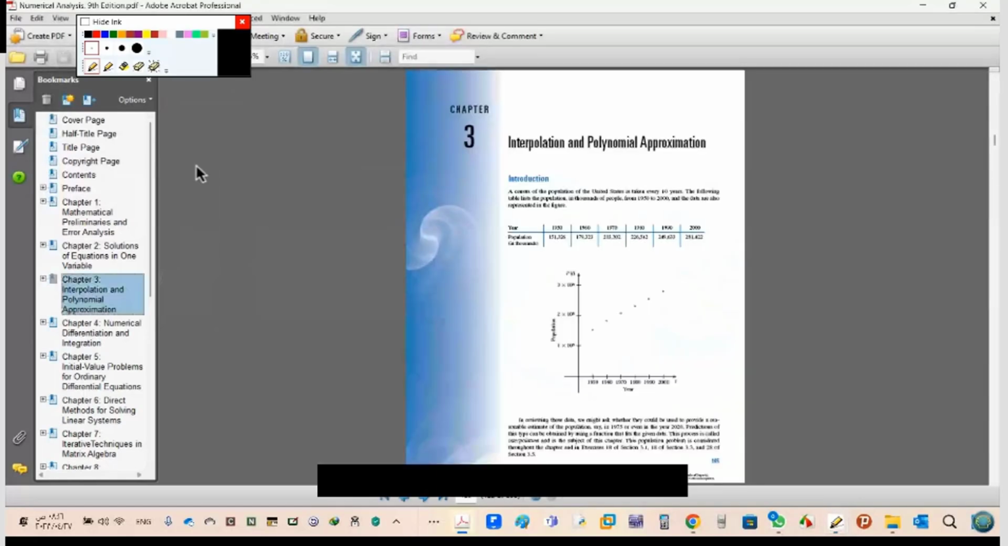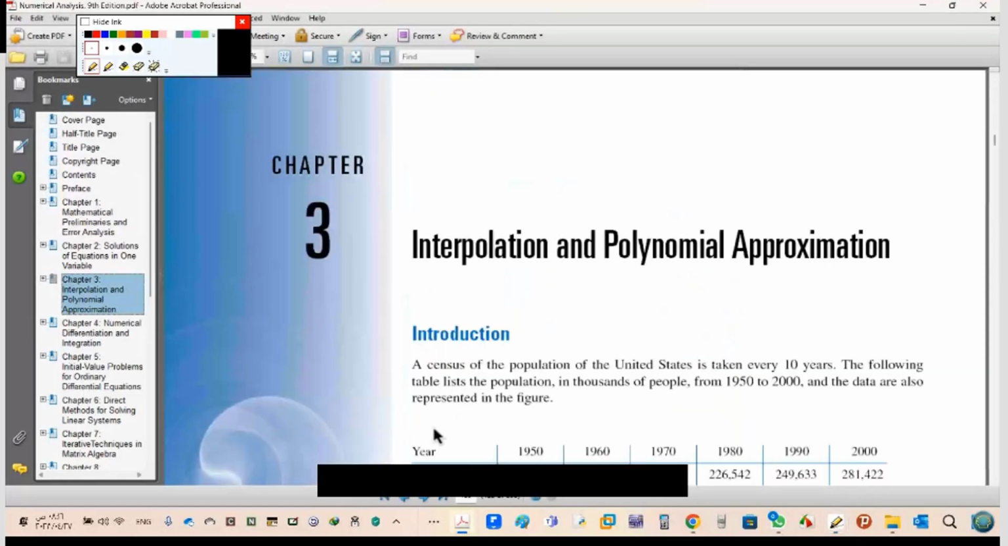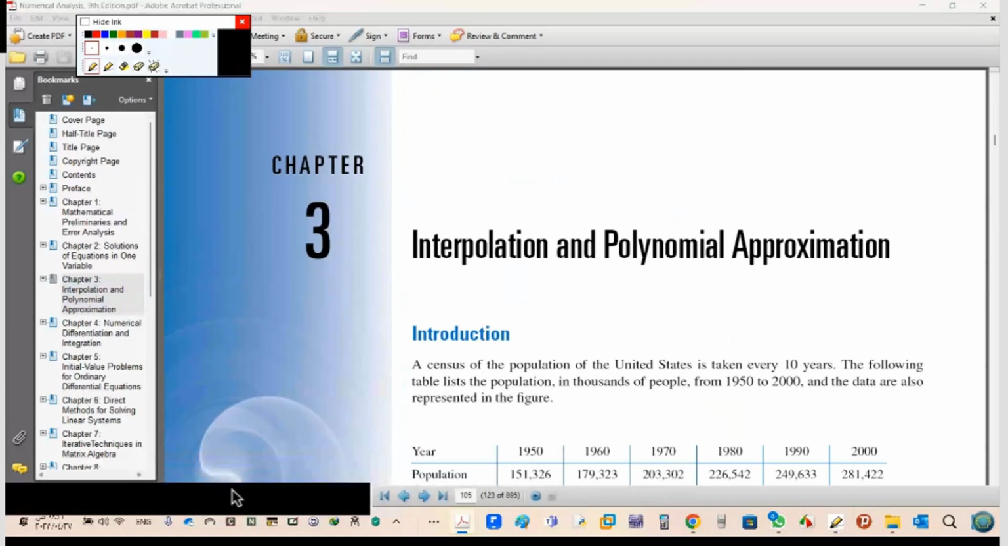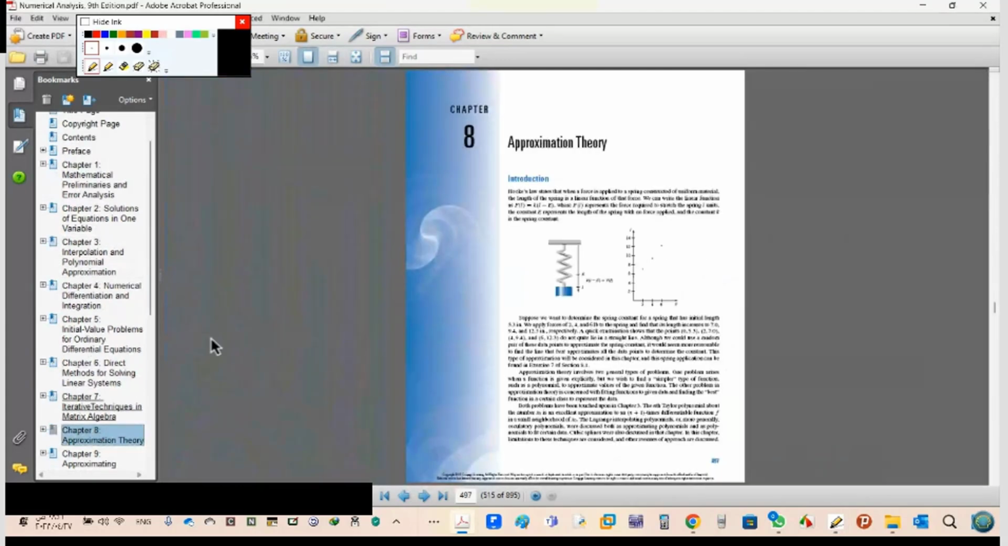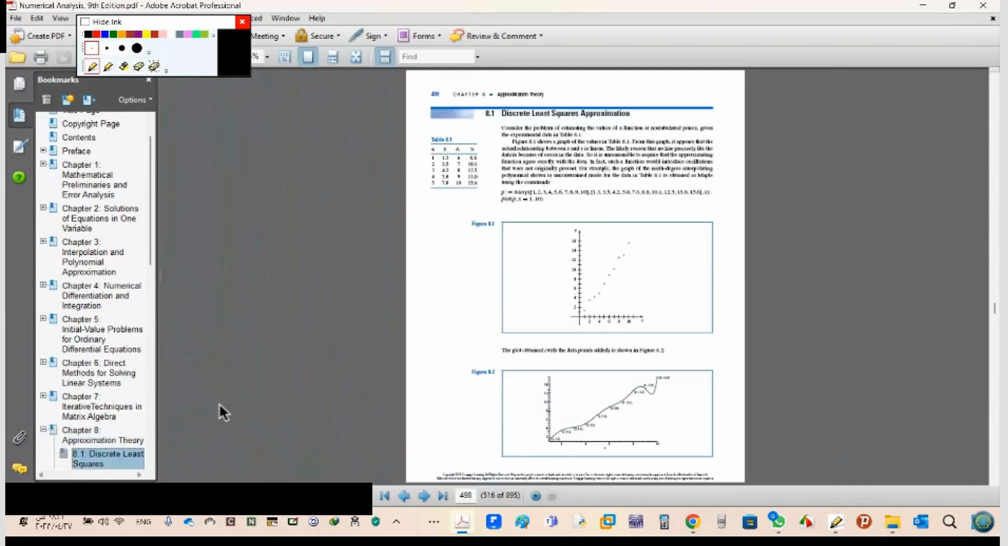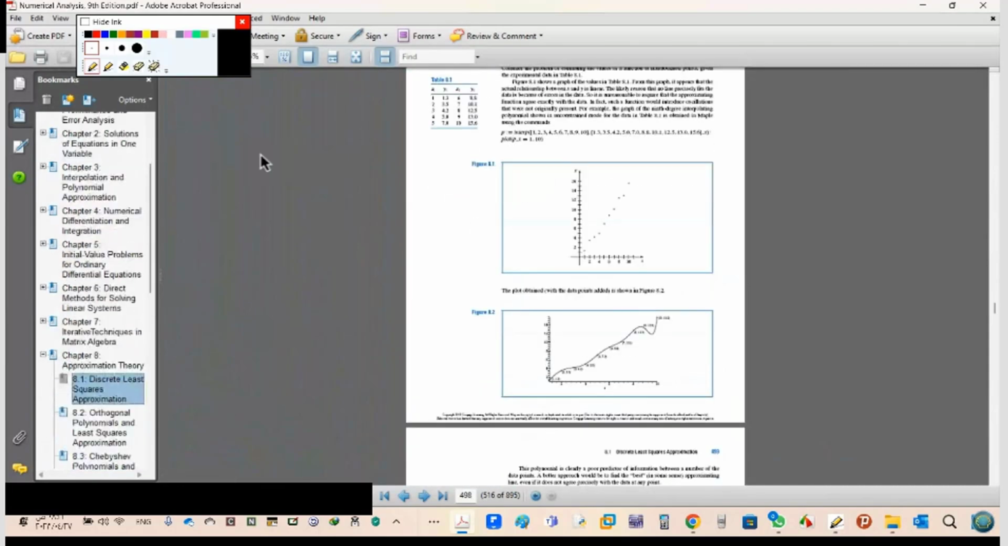Number 3. Here we are. We talk about interpolation and polynomial approximation. In the previous week, I gave you one method called the least square method. In your book, it is chapter 7-8.